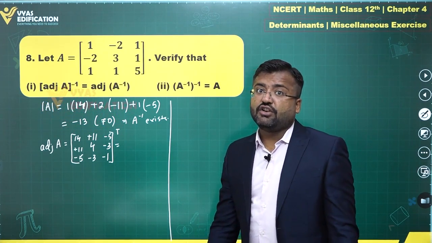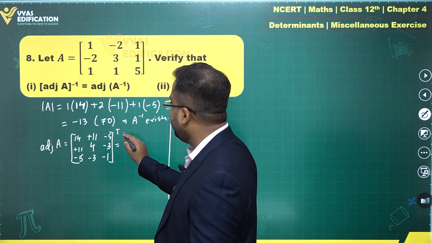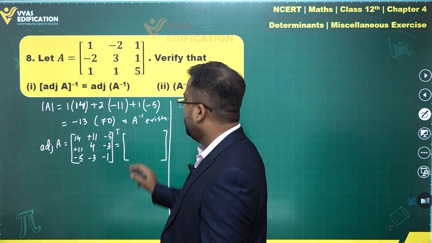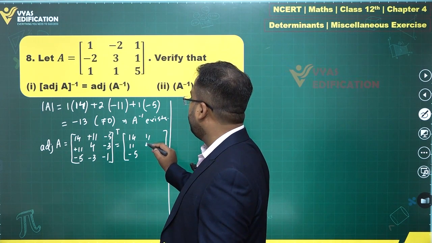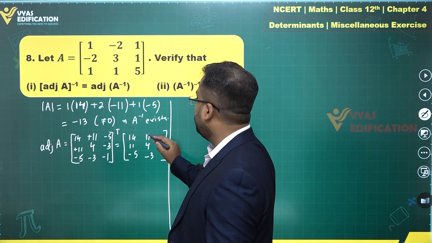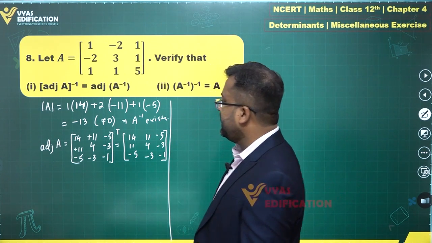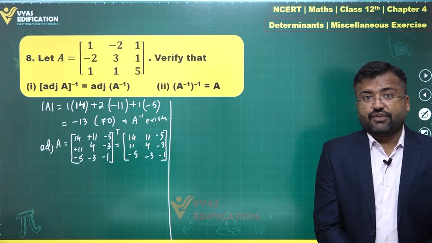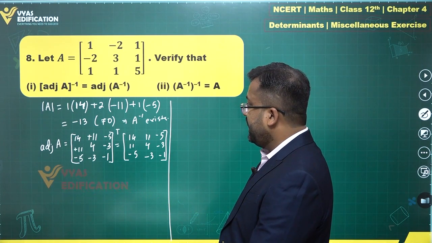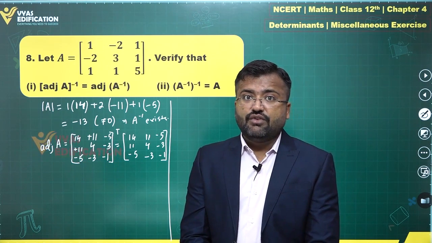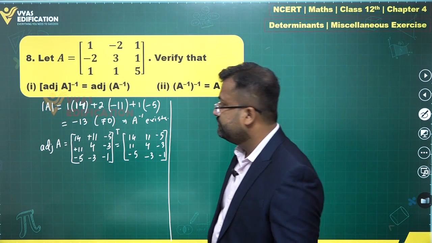And yes, by the concept of symmetricity, we can say that the transpose will also be that same matrix: 14, 11, minus 5, 11, 4, minus 3, and then you have minus 5, minus 3, minus 1. Can you observe that? This is the adjoint of A. We have found determinant of A, we have found adjoint of A, and therefore A inverse is very easy. A inverse is nothing but 1 upon determinant of A times adjoint of A.